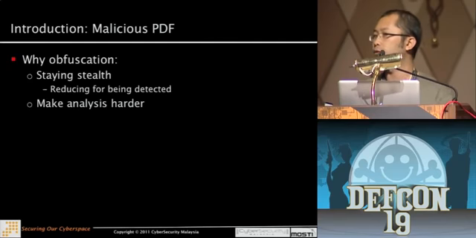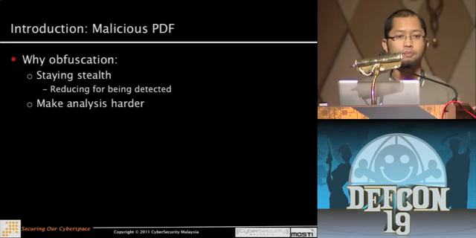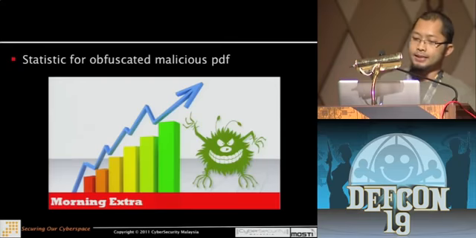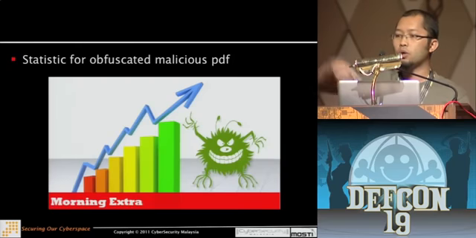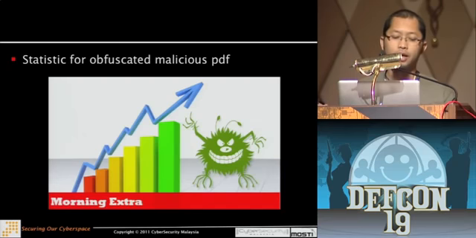Because eventually, if you were here for the previous presentation about APT, we still believe that somehow, at the end of the day, your tool is going to be detected, right? But you can make the analysis become harder by implementing some obfuscation. As for the statistics of obfuscated malicious PDF, the way we look at it, it is always going up, because that is pretty much a trend.